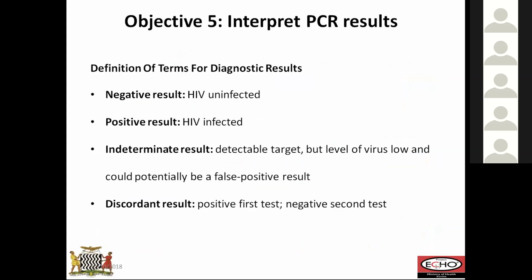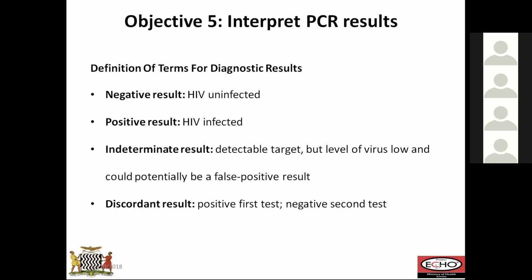So when you get your DBS results, it can tell you that it is negative or undetected. This means the baby is not HIV infected. Or you get your results saying it's a positive result, meaning the baby is HIV infected. And when you get a positive result, you have to make a decision now. You need to start treatment.